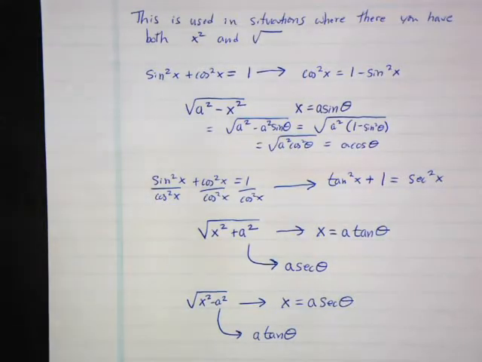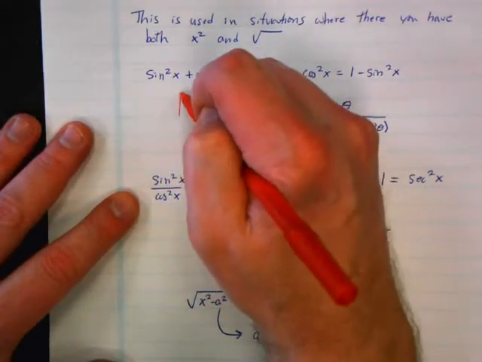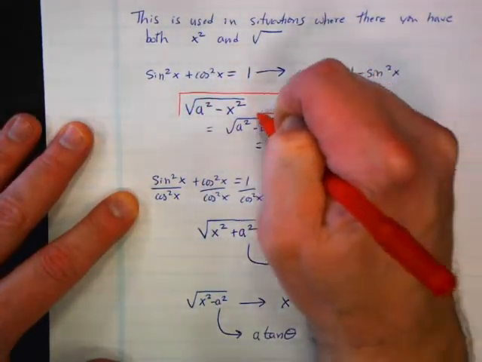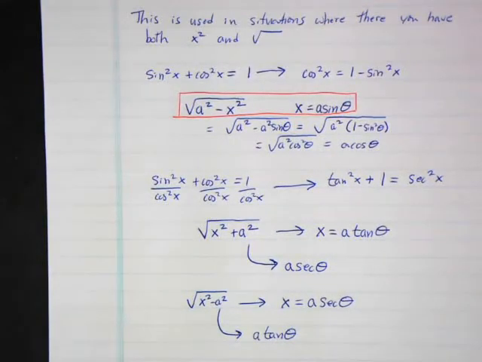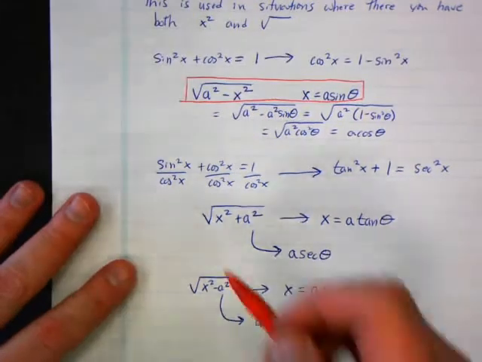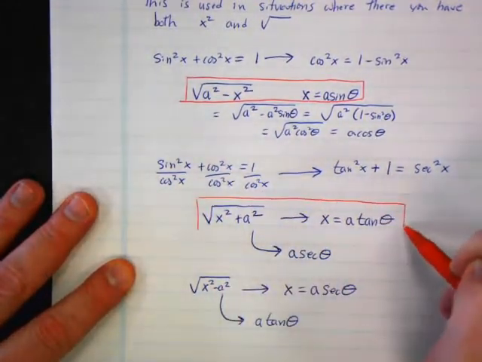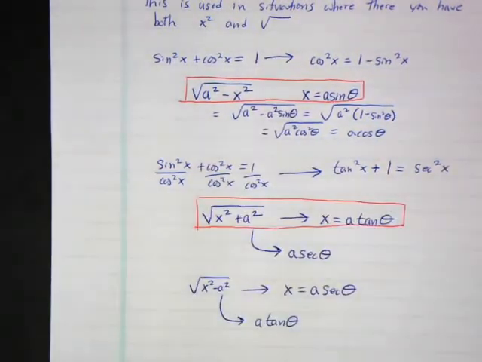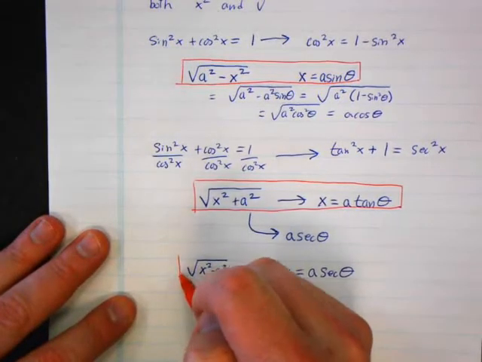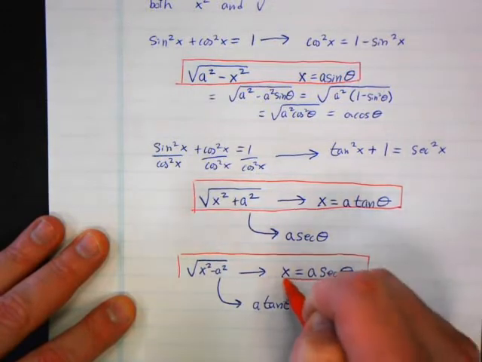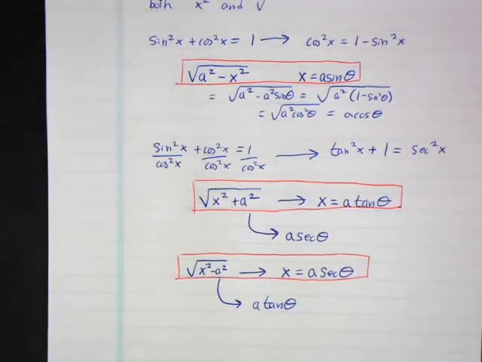All right, so basically what you need to know in this section is your three substitutions. There's substitution number 1. If you have square root of a squared minus x squared, x is a sine theta. Substitution number 2. If you have square root of x squared plus a squared, x is a tangent theta. And finally, possibility number 3. If you have square root of x squared minus a squared, x is a secant theta. Those are your only 3 possibilities. Questions on that?